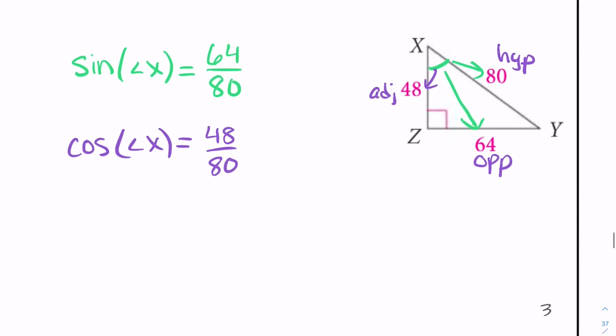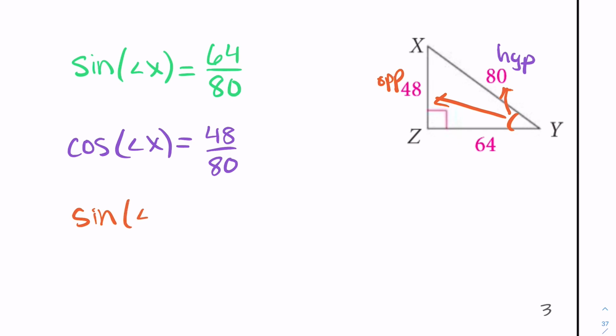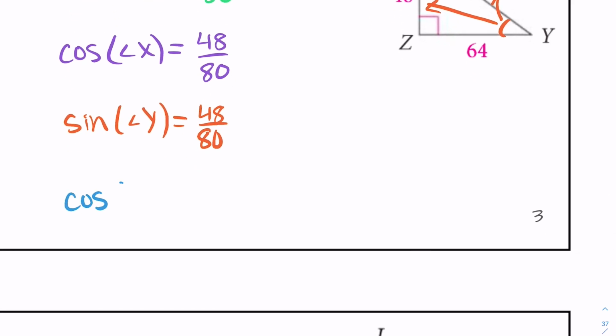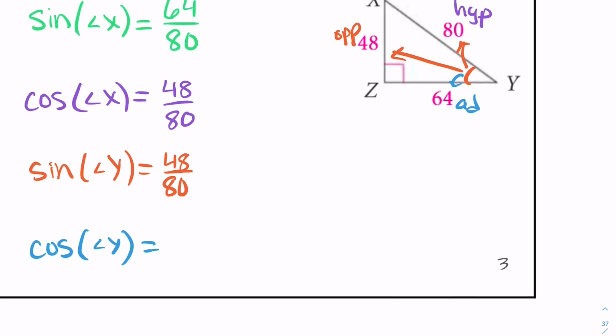And then we're going to have angle y. So I need to erase these because these will change. The hypotenuse will always stay the same. So y, that's my opposite and my hypotenuse. So sine of angle y, that should be a capital Y, equals 48 over 80. And then the last one is the cosine of angle y, which is going to be the adjacent side over the hypotenuse, so 64 over 80.